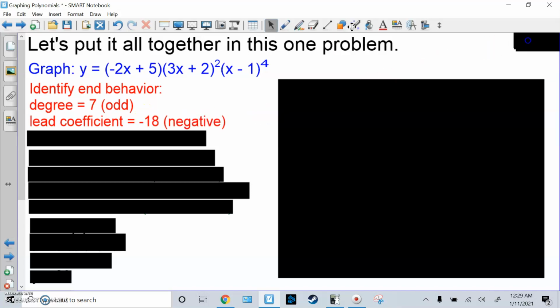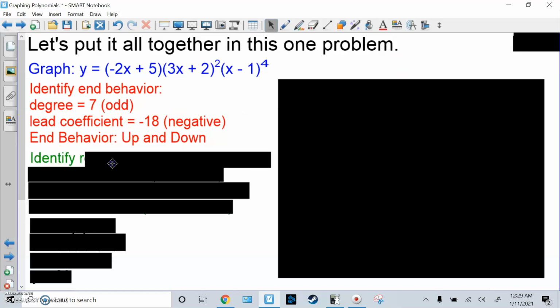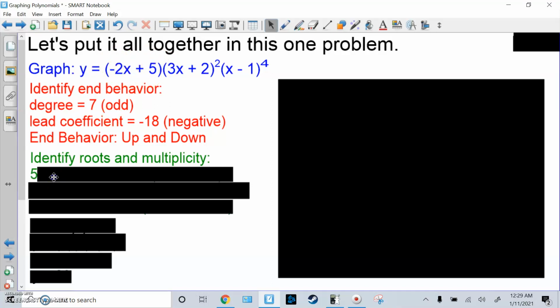It's negative. Because we have an odd negative, it should be up, down for end behavior. Next, we're going to try to find the roots and multiplicity. From this first factor, set equals 0, you're going to subtract 5, divide by negative 2. A negative divided by negative is positive. So positive 5 over 2 has a multiplicity of 1. 1 is odd, so that means it's going to cross over through that point.